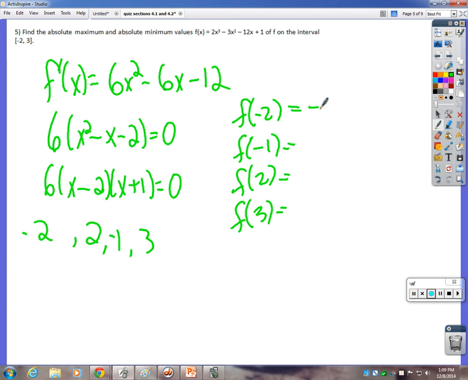But f of negative 2 comes out to be negative 3. F of negative 1 is 8. F of 2 is negative 19. And f of 3 is negative 8. So on this interval, this is your maximum and this is your minimum. Okay?